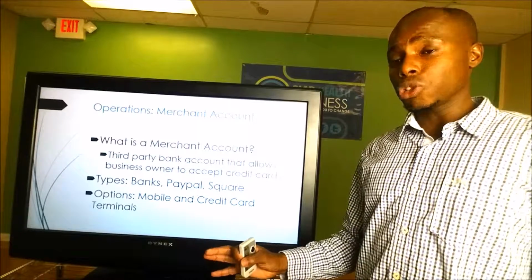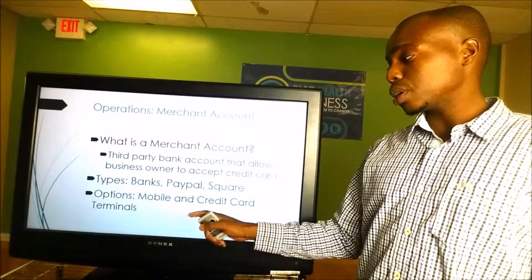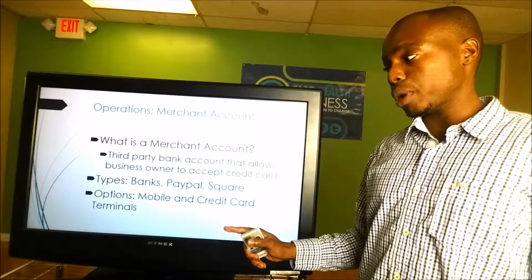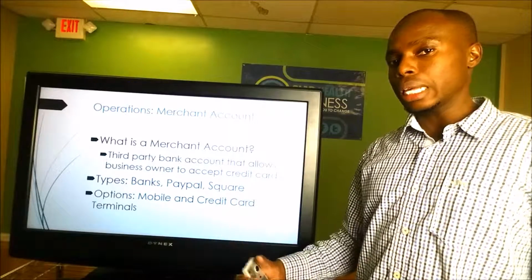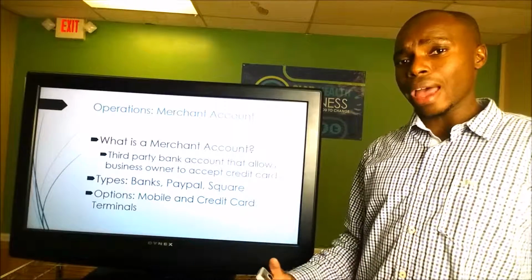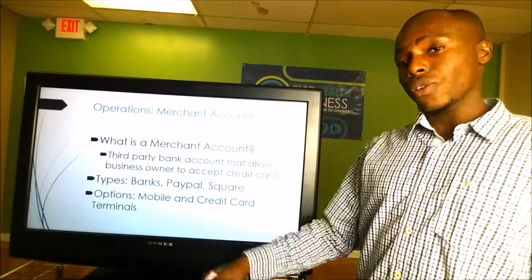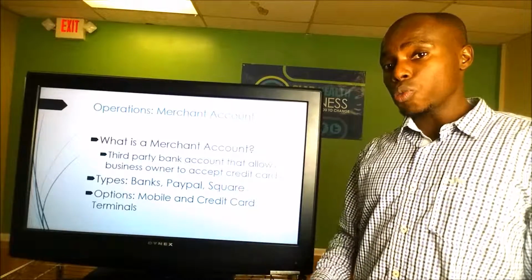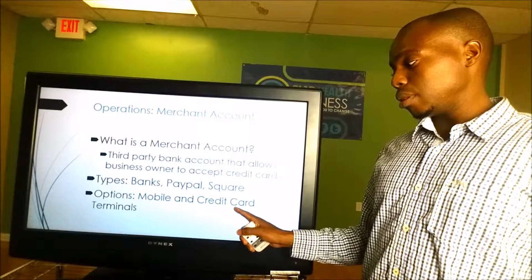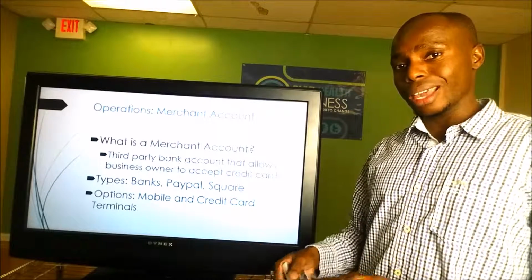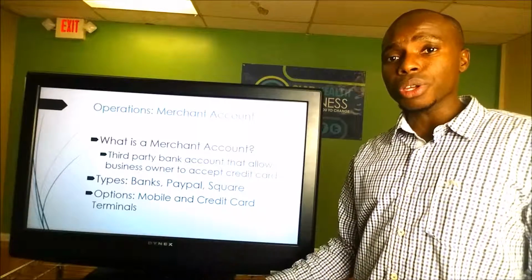There's different types of merchant accounts. There are ones that the bank has. Then there's two that I like in particular. It's PayPal and Square. I like them because of low cost, low maintenance costs, and the flexibility that you have versus using a merchant bank account. Now, all three have different options. All three have a mobile option that you're able to plug into your phone and swipe cards. And then you have actual standalone credit card terminals that you can use for your brick and mortar business.